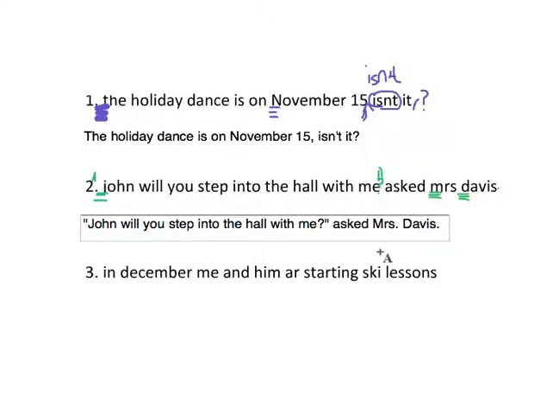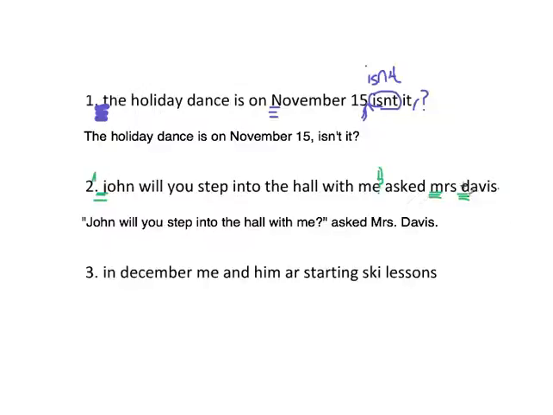And what I forgot to tell you is that Mrs. is an abbreviation, so I want to make sure that I put a period after Mrs. I added it into my sentence, but I forgot to do it up at my editing. So anytime that you see Mrs. or Mr., it's an abbreviation, so you want to make sure that you put that period at the end of it. "John, will you step into the hall with me?" asked Mrs. Davis. So that's our second corrected sentence right there.